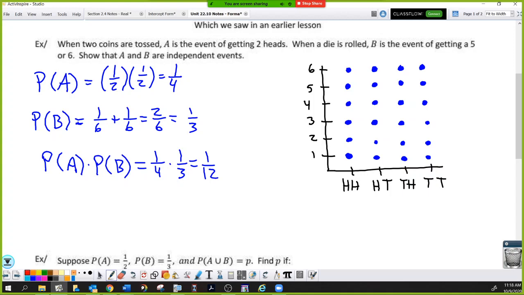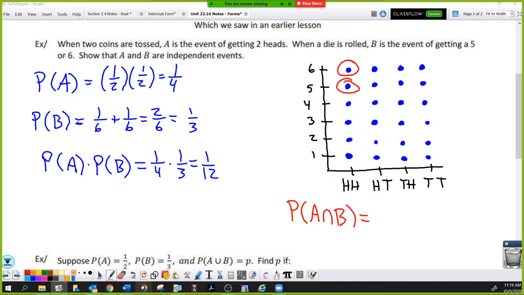Each blue dot represents one outcome. There are 24 different outcomes. We are trying to figure out what the probability of A and B happening is. So let's figure out how many times we have two heads and the number 5 or 6. Well, here's two heads and the number 5 or 6, and well, here's two heads and the number 5 or 6.